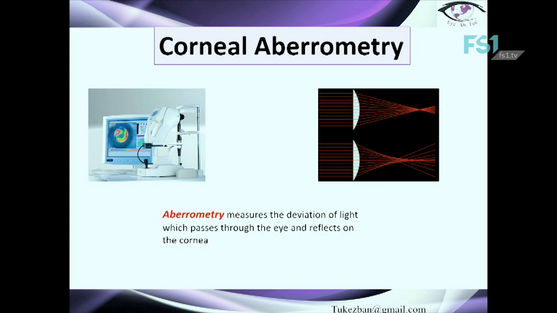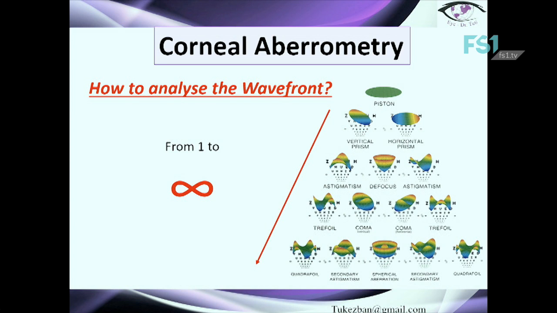Let's talk about corneal aberrometry. As we already talked about the aberrations in the first part of this presentation, aberrometry measures aberrations. Corneal aberrometry uses a wavefront sensor, which allows us to analyze aberrations in the wavefront of light passing through the optical system. Here in the slide, it shows us how to analyze the wavefront. Aberrometry is used to determine wavefront errors of light passing through the eye, and these errors are described by Zernike polynomials. There are orders of aberrations from low to higher.